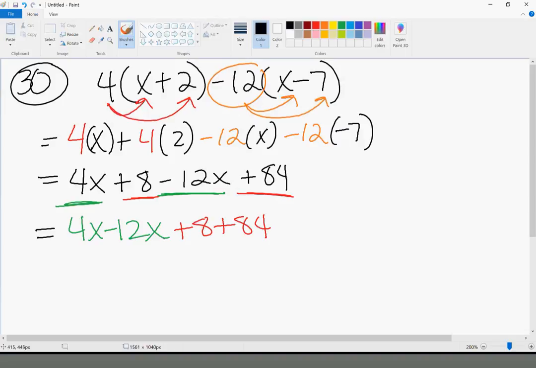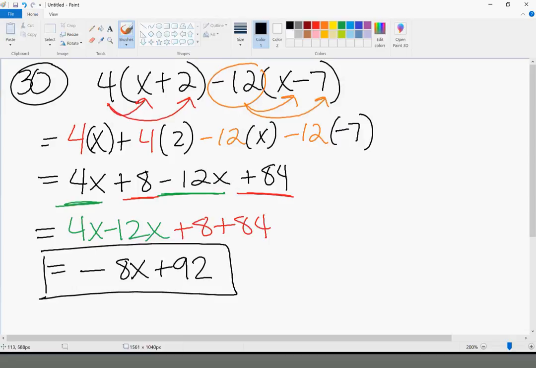Okay, so 4x minus 12x is going to be negative 8x. Different signs, so we subtract and take the sign of the larger number. So it's going to be negative 8x. And then 8 plus 84 is just 92. So your final answer is negative 8x plus 92.